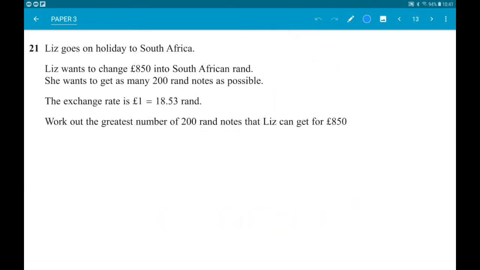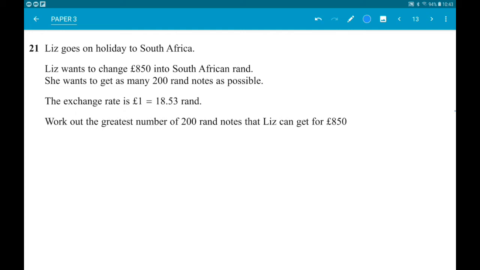Okay, number 21. Liz wants to go on holiday to South Africa. Liz wants to change £850 into South African Rand. She wants to get as many 200 Rand notes as possible. The exchange rate is £1 equals 18.53 Rand. Work out the greatest number of 200 Rand notes that Liz can get for £850.